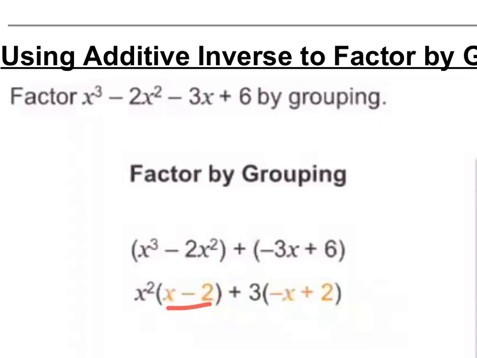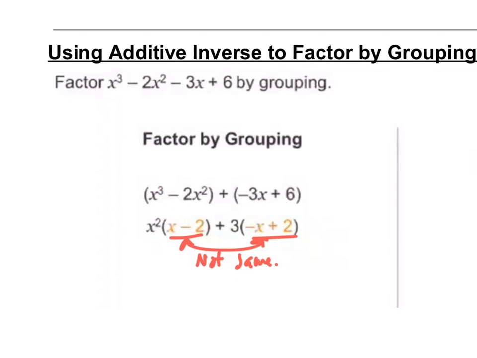And these two things are not the same. Okay, they're close, but they're not the same. So you have to sit there and go, all right, what could I factor out of this so that it is the same? And the answer is you could factor out a negative.